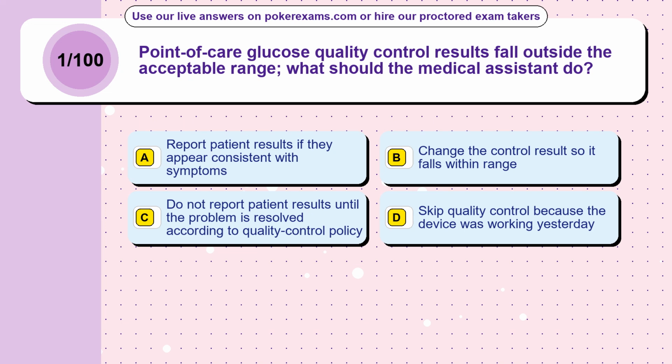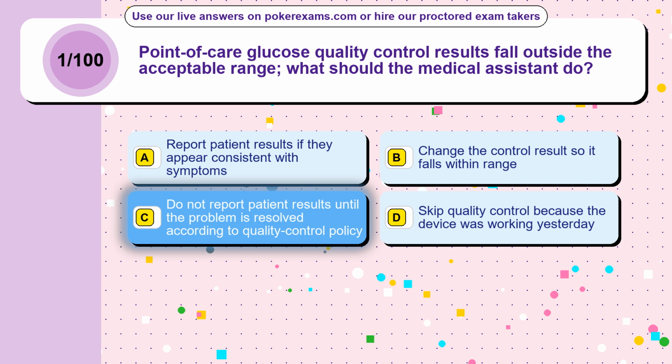Question 1. Point-of-care glucose quality control results fall outside the acceptable range. What should the medical assistant do? Option A. Report patient results if they appear consistent with symptoms. Option B. Change the control results so it falls within range. Option C. Do not report patient results until the problem is resolved according to quality control policy. Option D. Skip quality control because the device was working yesterday.